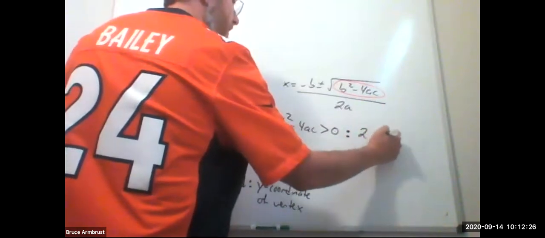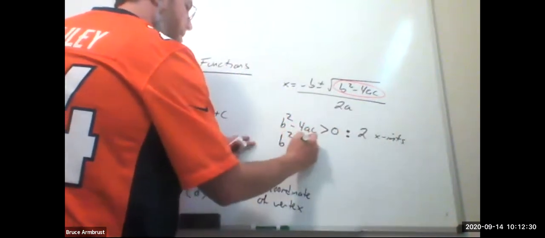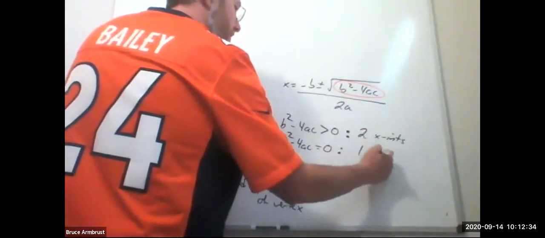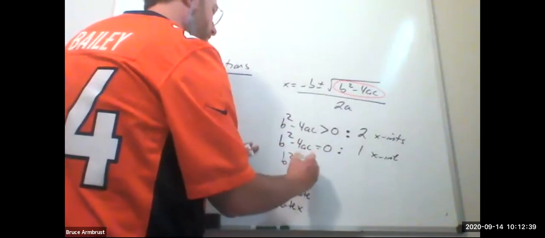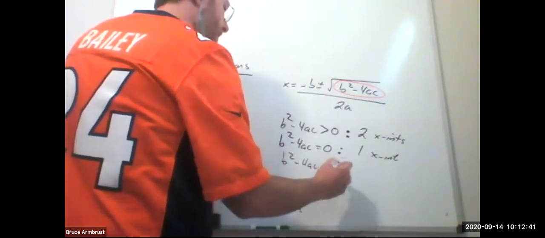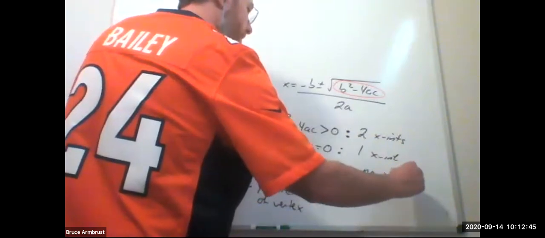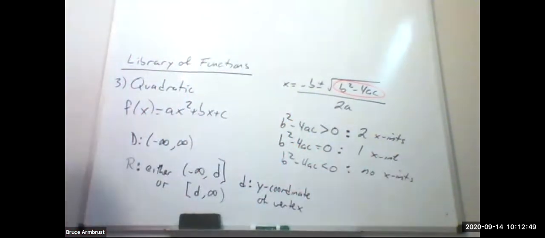If this is greater than 0, you have 2 x-intercepts. If it's equal to 0, you get 1 x-intercept. And if it's less than 0, you don't have any. So it's kind of nice.